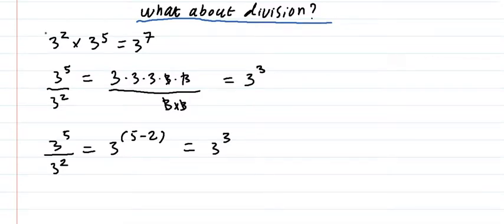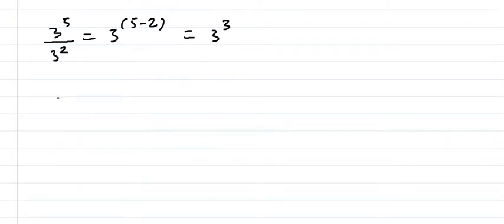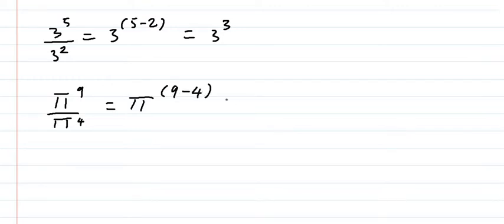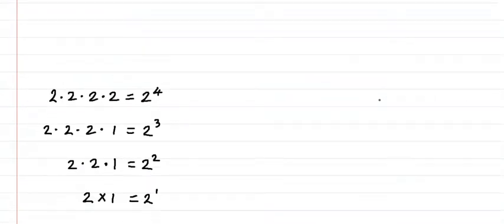We'll do one more example. Pi to the power of 9 divided by pi to the power of 4 will give me pi to the power of 9 minus 4, which is going to be pi to the power of 5. If we carry on doing this, we'll see a nice simple repeated pattern.